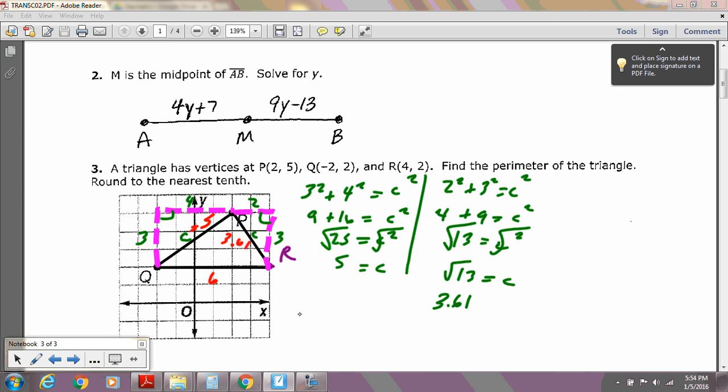So now to find the perimeter, I need to take 6 plus 5 plus 3.61 and add them all together. 6 and 5 make 11. 11 and 3.61 would give me 14.61 for my perimeter. Oh, it said round to the nearest tenth, so it's just 14.6. Make sure you read directions.